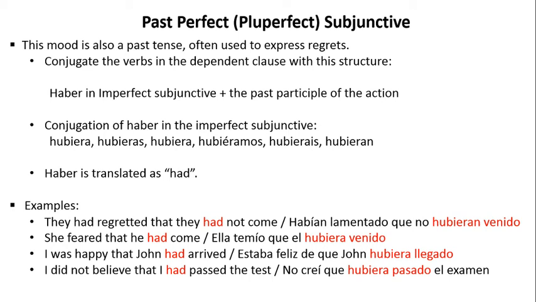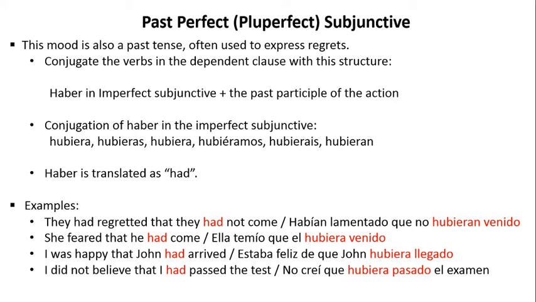Now, this is the last subjunctive. It's the past perfect or pluperfect subjunctive. This mood is also a past tense, often used to express regrets. Conjugate the verbs in a dependent clause with this structure: haber in the imperfect subjunctive plus the past participle of the action. The conjugation of haber in the imperfect subjunctive is hubiera, hubieras, hubiera, hubiéramos, hubierais, hubieran. Haber is translated as had.